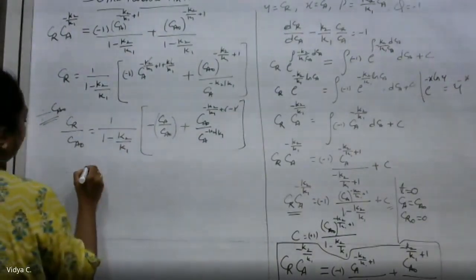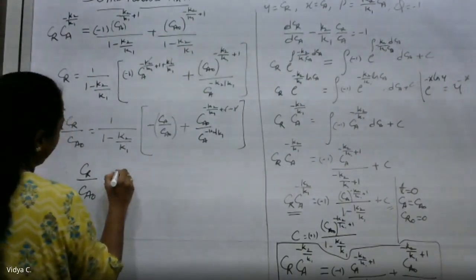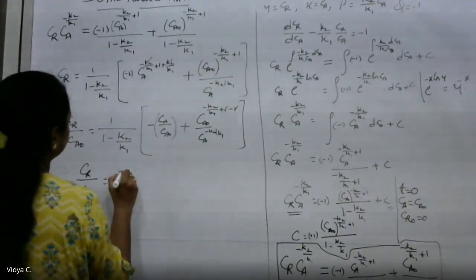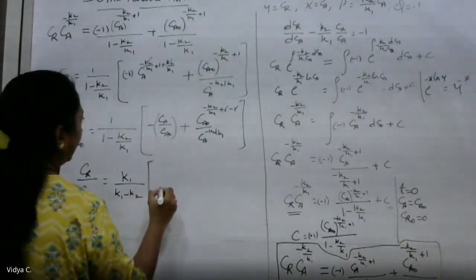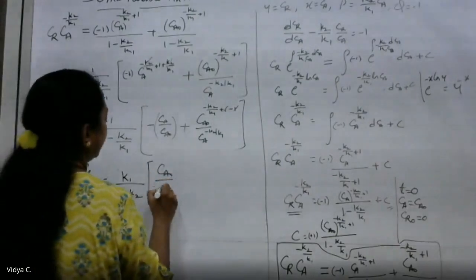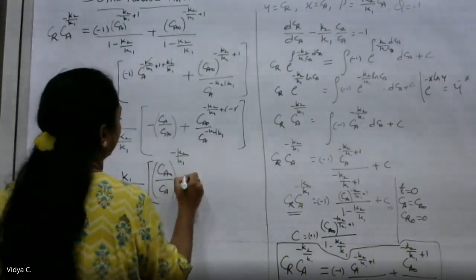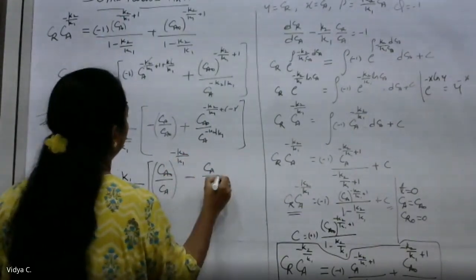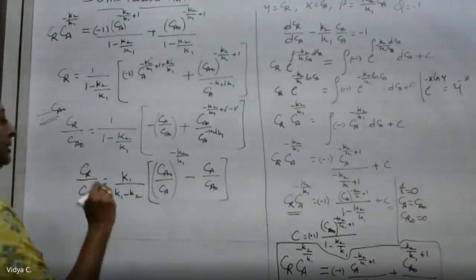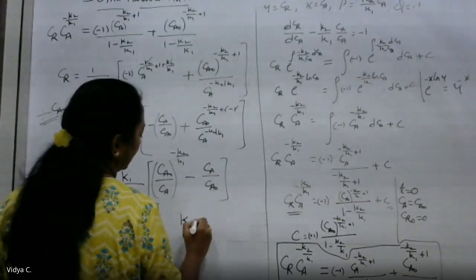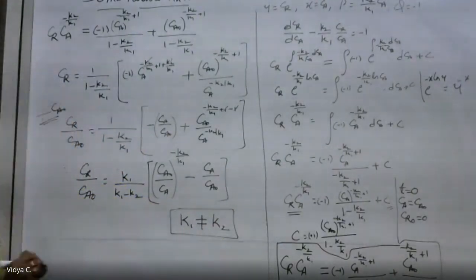Therefore, CR by CA naught is equal to K1 by K1 minus K2 into CA naught by CA to the power of minus K2 by K1, minus CA by CA naught. This is the solution when K1 is not equal to K2.